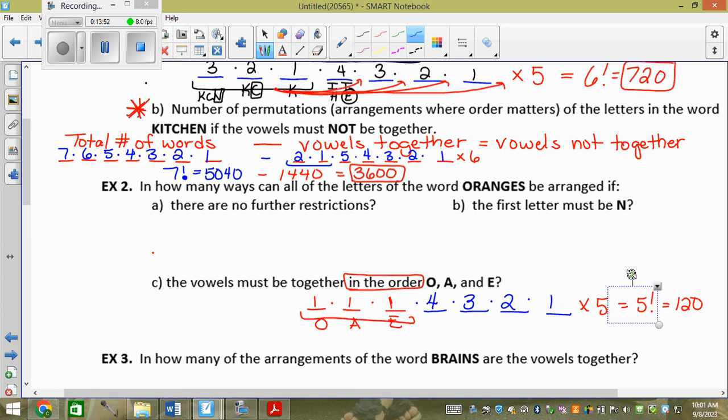And it's 5 factorial, not because there's a 5 at the back. It's 5 factorial because 1 times 1 times 1 is 1. And then this is 4, 3, 2, 1, 5. Well, I can rearrange those to be 5, 4, 3, 2, 1, because of the commutative property of multiplication, right? 3 times 2 is the same as 2 times 3. I can move anything around when it's all just multiplied.